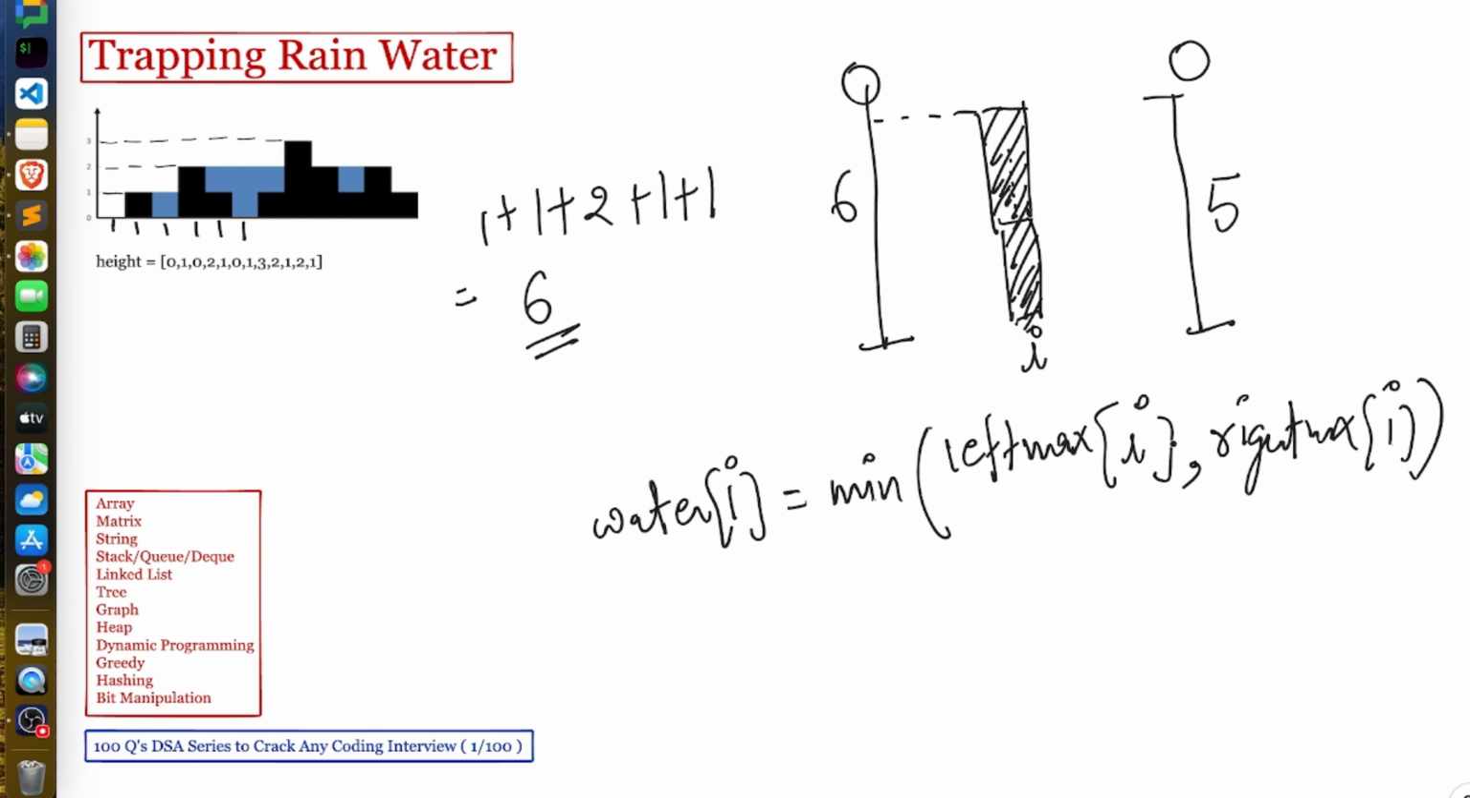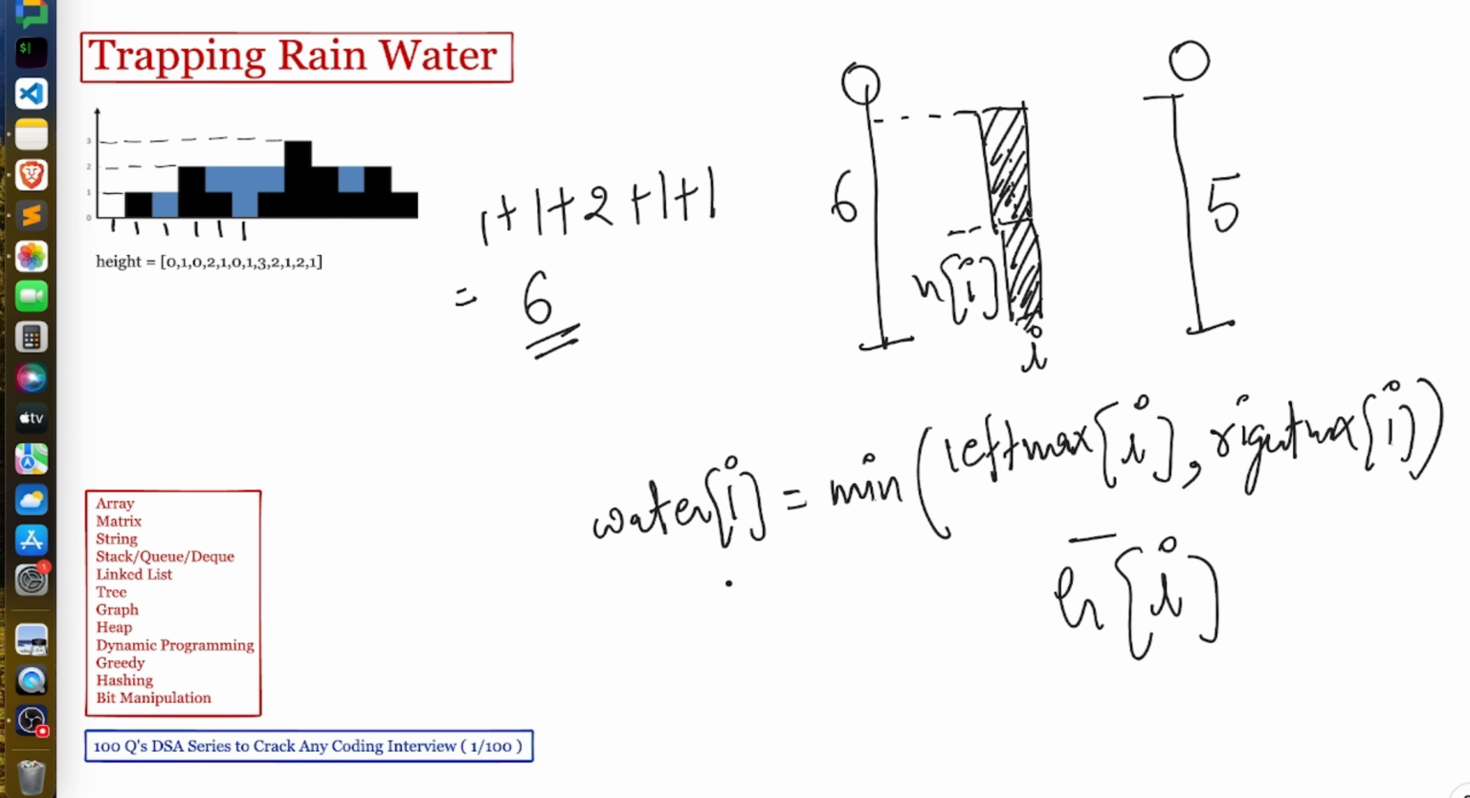Just take a minimum of that, and this is the height up to which your water can be trapped, but your original height is also h of i. h of i is the original height. So the total water that can be trapped is the minimum of that minus h of i, the height of i. And we know that the width is 1, so multiplying by 1 doesn't matter.